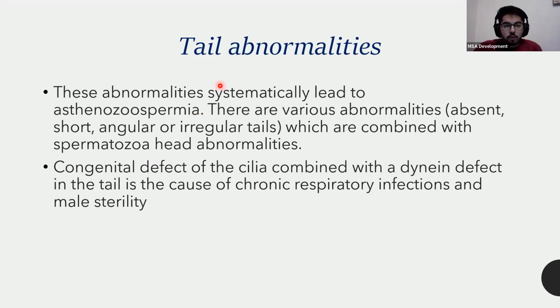Most of the time, or in many cases, these defects in the tail are associated with congenital defects in the cilia. We know that the structure of the cilia and the tail are very close to each other, so sometimes you will have a combined chronic respiratory infection with male sterility due to a congenital defect of the cilia. The abnormalities of the tail could vary. They could be absent, angular, or double. They would come in many shapes, and all of them are going to have a negative effect on sperm motility.